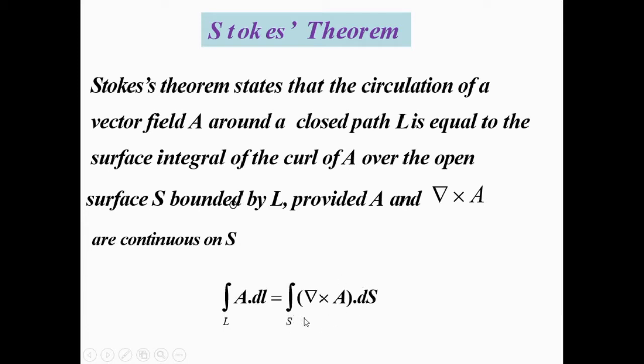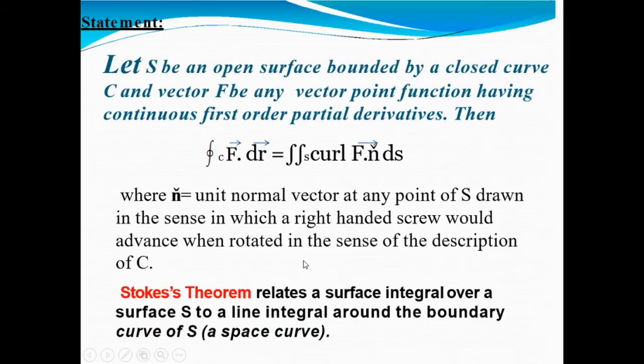where ds represents the surface area. So here in Stokes theorem, from the definition, let us say a vector field A around a closed path L is equal to the surface integral of the curl of A, which is bounded by that L, whereas A and curl A should be continuous on S.